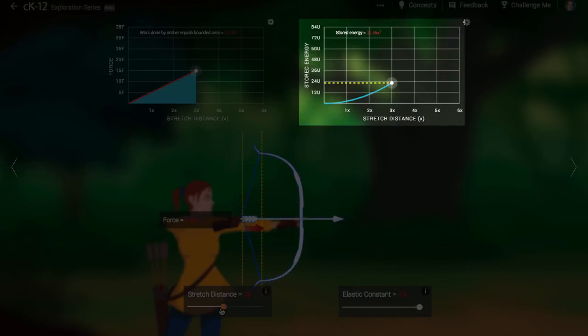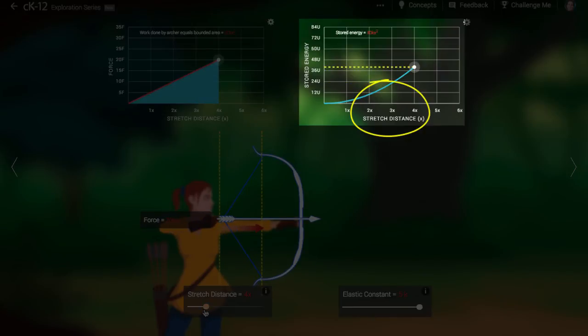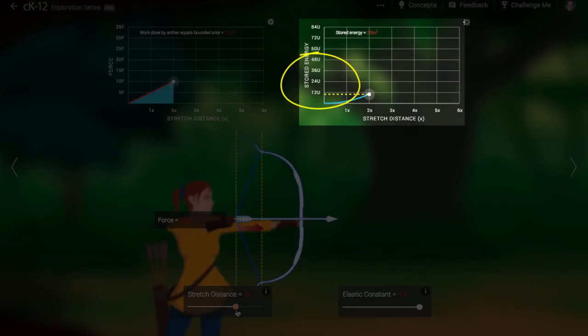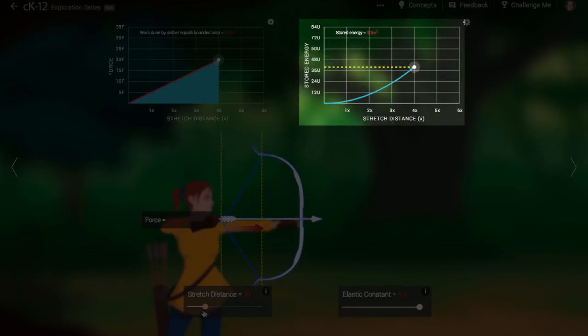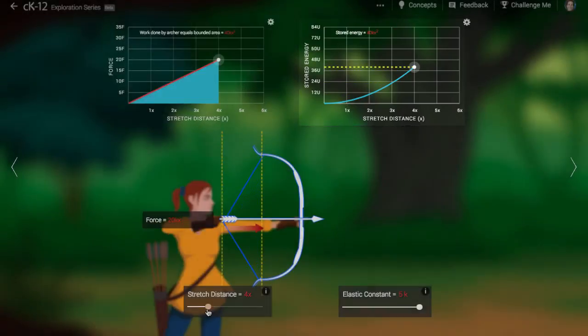We have increased our stretch distance by a factor of 2, but the energy goes up by a factor of 4. Wow! For this reason, the energy stored is not a linear function of stretch distance, but a parabolic or quadratic function. We see a curve in the right-hand graph rather than a line.